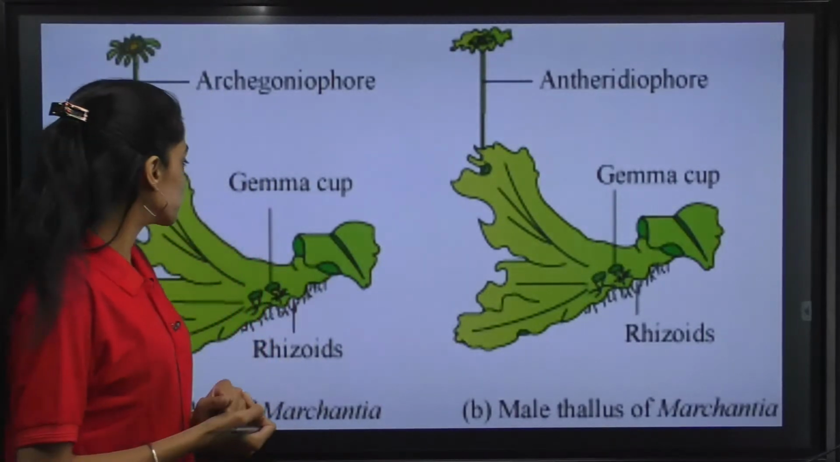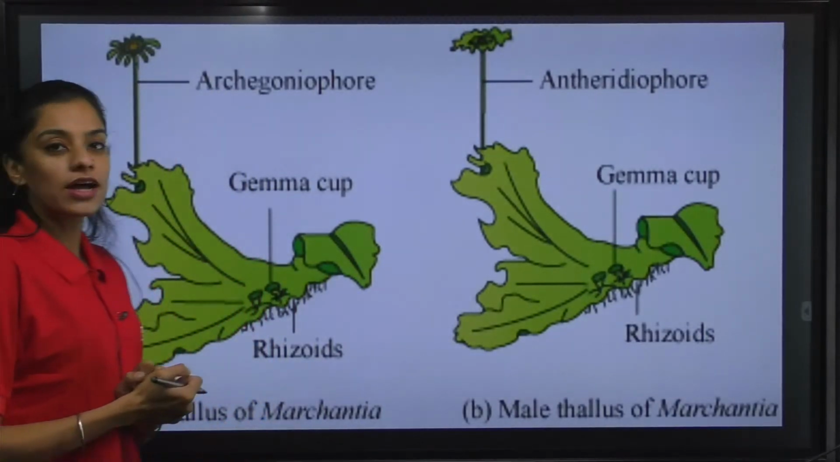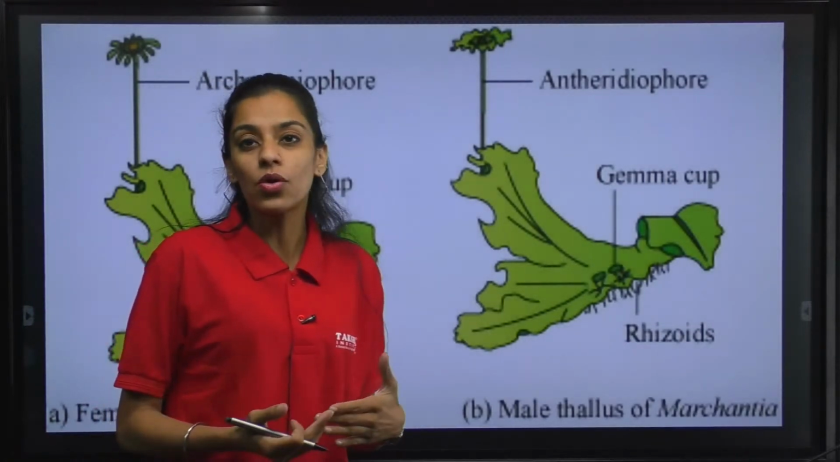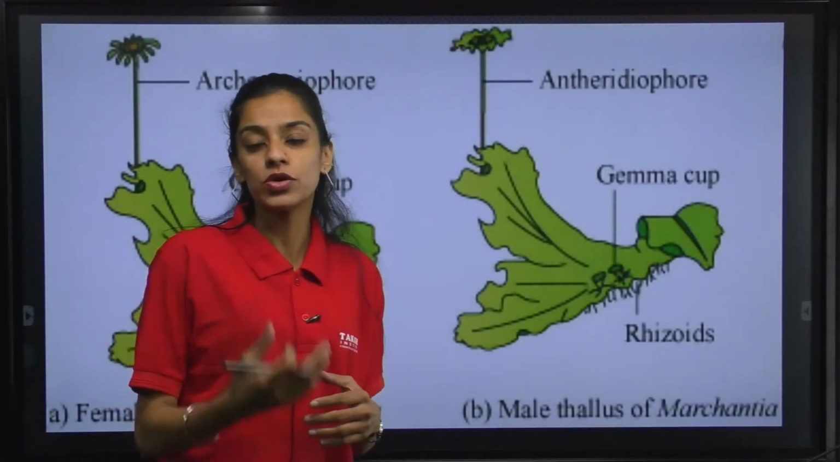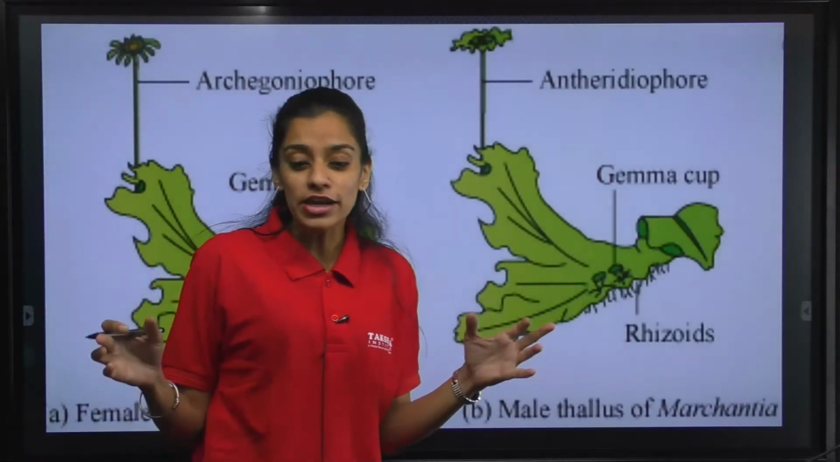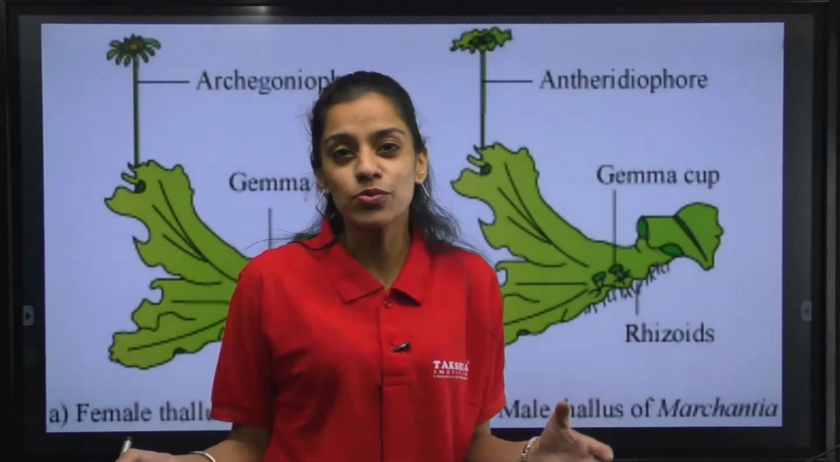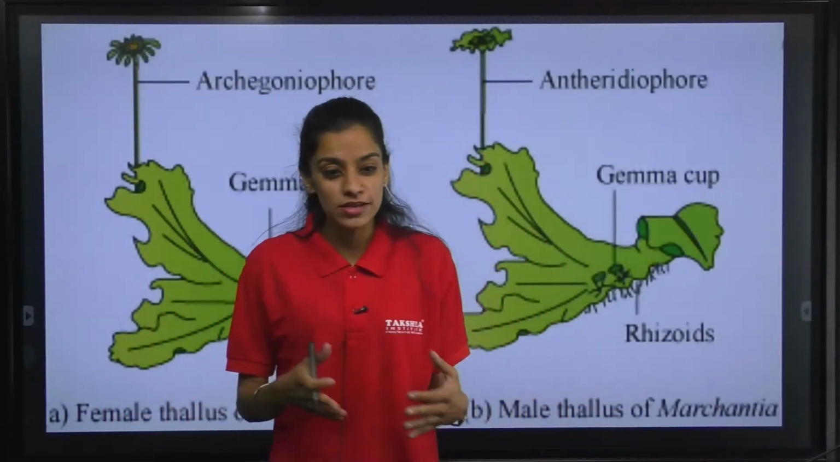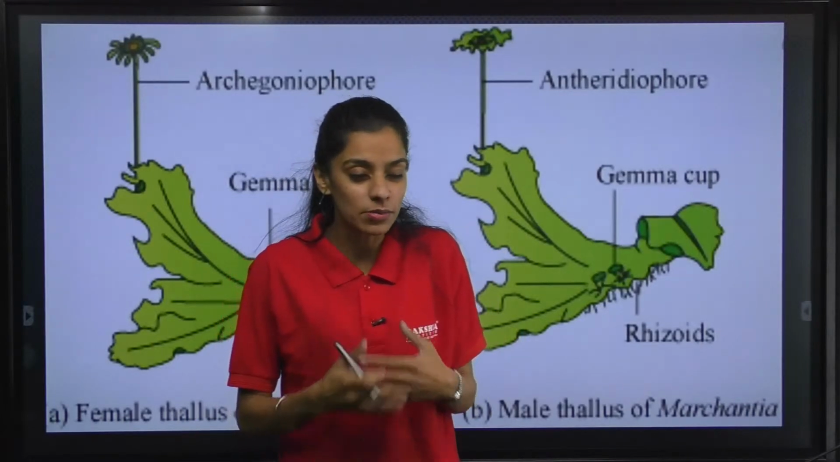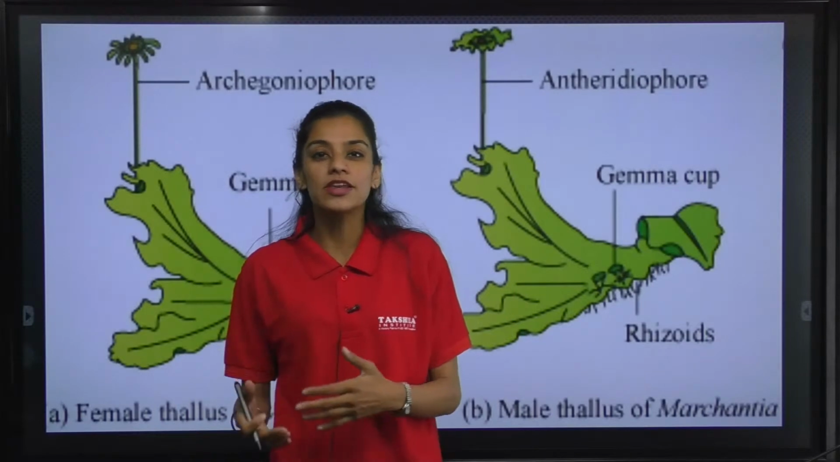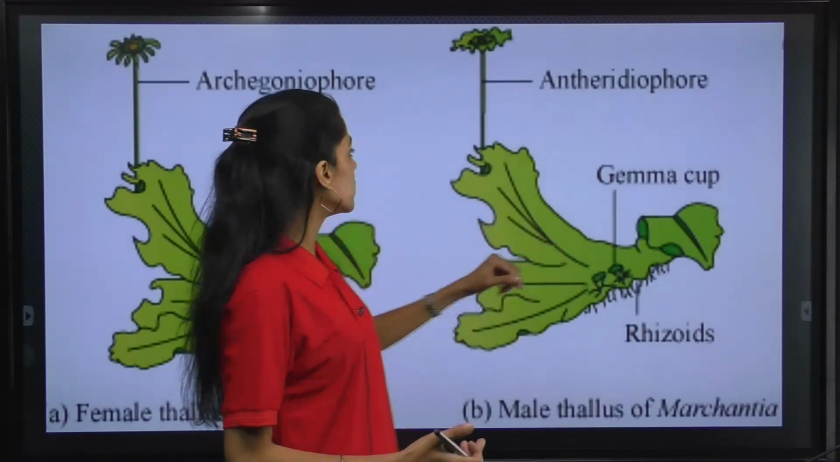Yeah, not a problem. Right, so gemma cups are the ones that are asexual. Somewhere or the other, they can ask you an odd one out. So you have to remember the various asexual modes of reproduction, though you do not have many sexual modes of reproduction. The sexual mode of reproduction is just one, whereas for the asexual mode you have a number of modes, in which you have to remember what goes where.